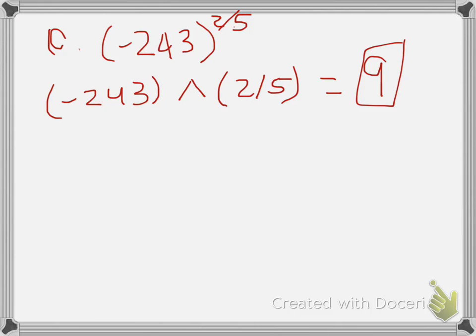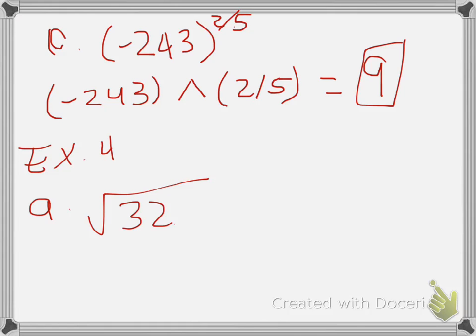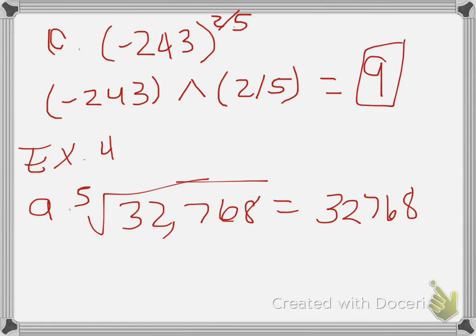When you do example 4, same thing, we're going to do A. It says the fifth root of 32,768. How do you write this in rational form? Rational means with the exponent. 32,768 to the what power? 1/5. So when you put this into the calculator, 32,768 raised to the 1/5 power.